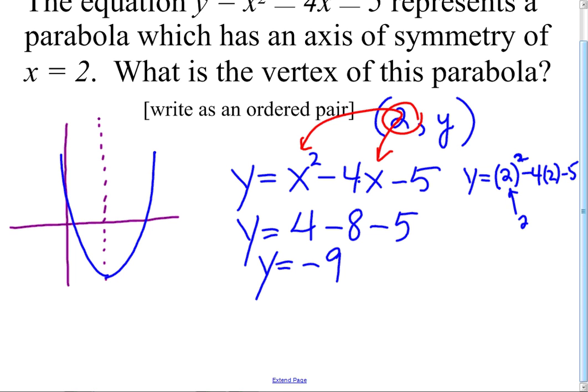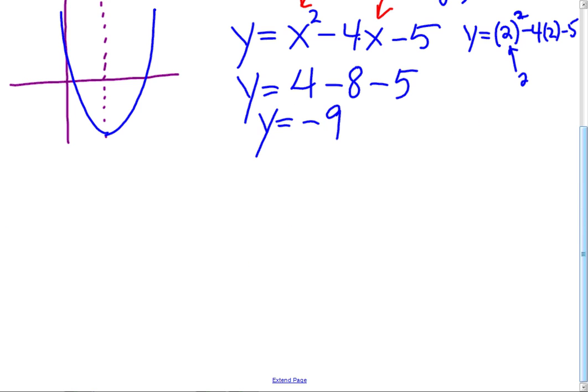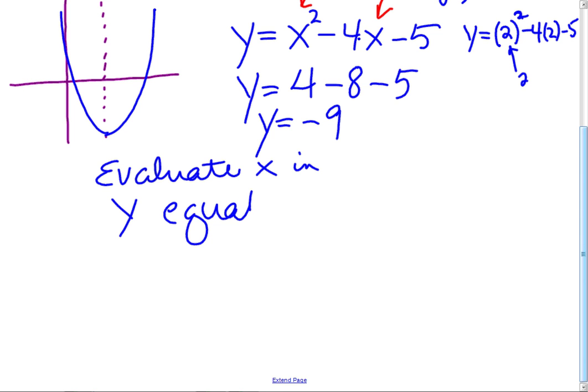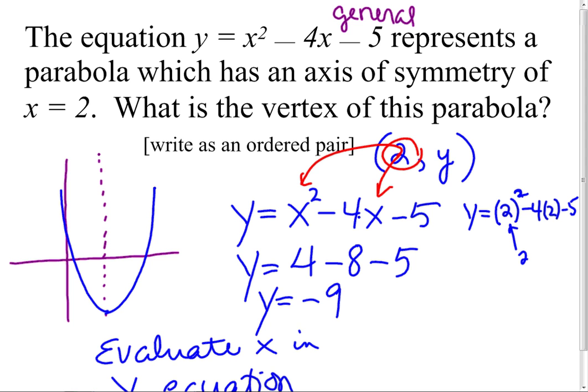If you know the x-coordinate, then that's it. All you do is evaluate y. So, evaluate x in the y equation. We're going to add more things to it, so it's going to get more complicated. So you want good notes because I allow you to use your notes. We're going to have to do more steps than that because they're not going to give us the axis of symmetry.